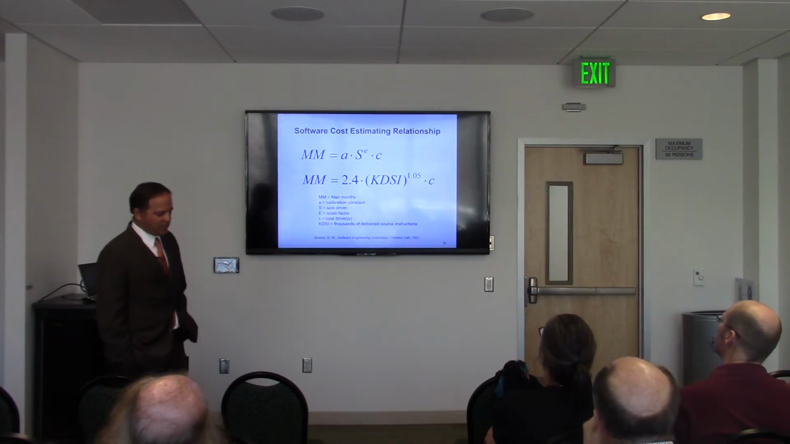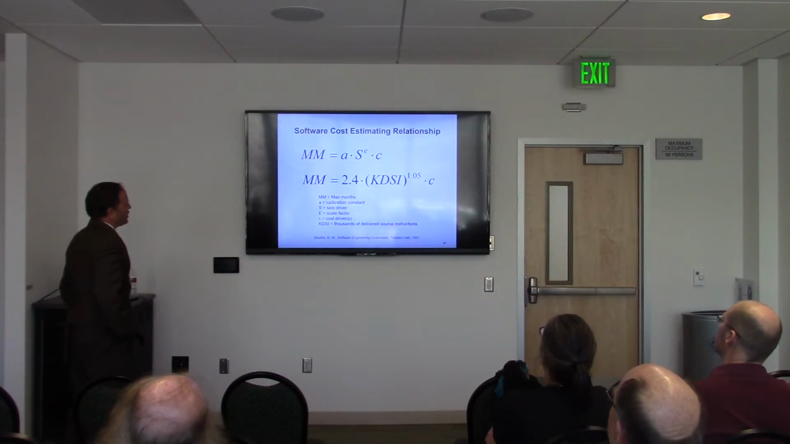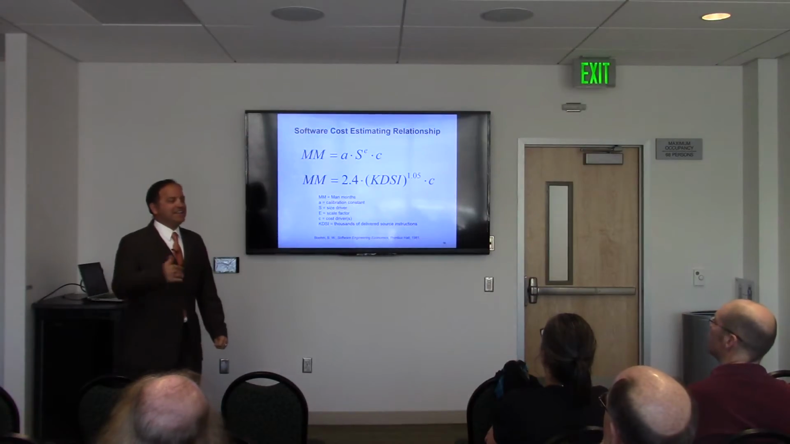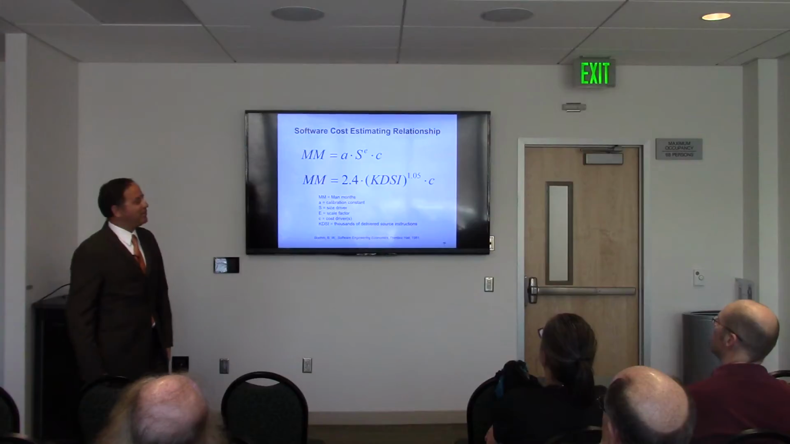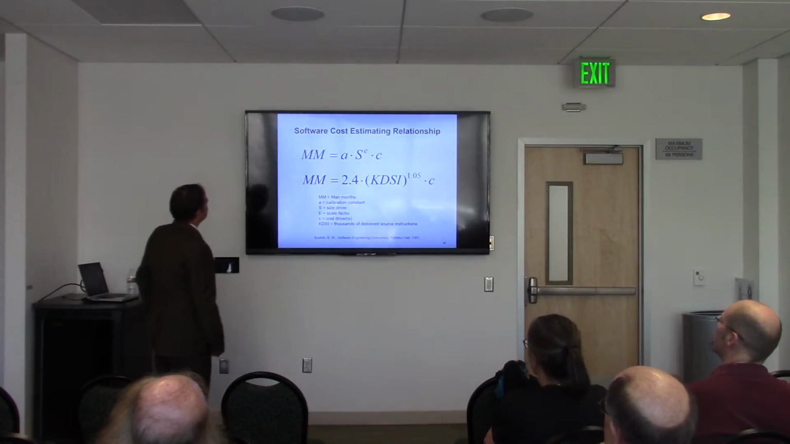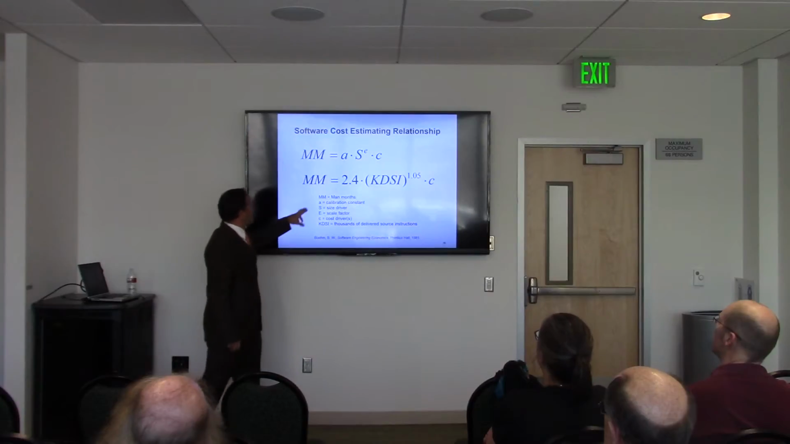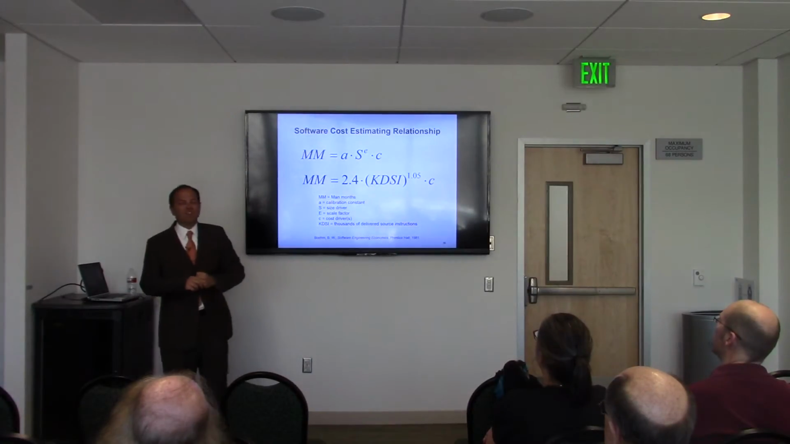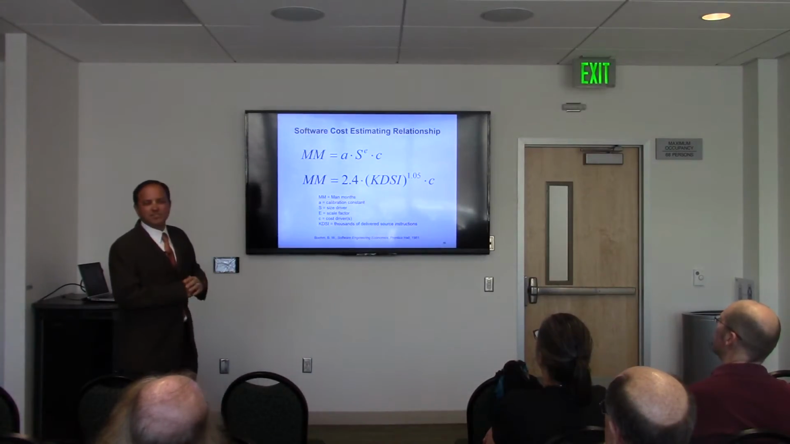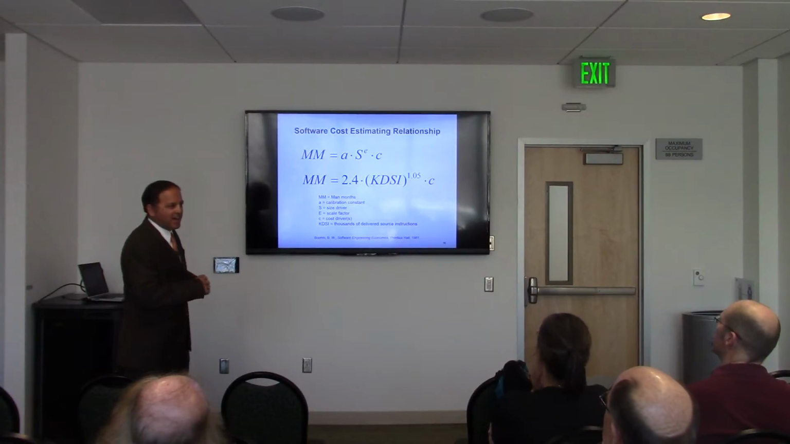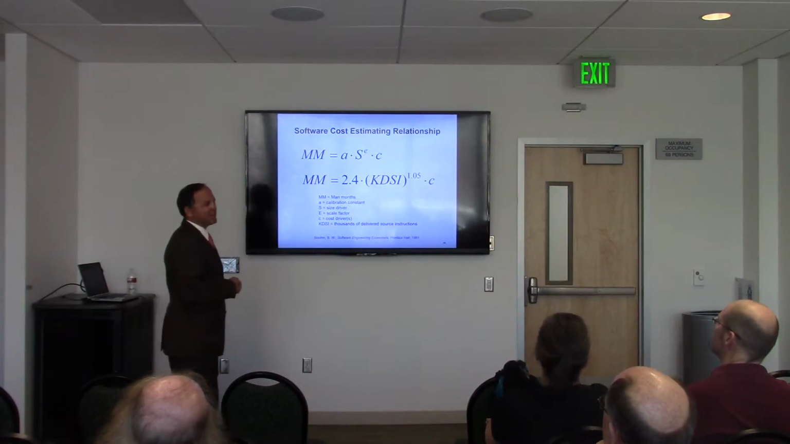So where do these cost estimating relationships come from? Let's rewind back to 1981. In 1981, this formula was published. And this was extremely gender biased. Man month, that's been corrected to person month now, equals 2.4 times thousands of delivered source instructions, KDSI, to the power of 1.05. Todd, we were talking about this nonlinearity earlier, right?